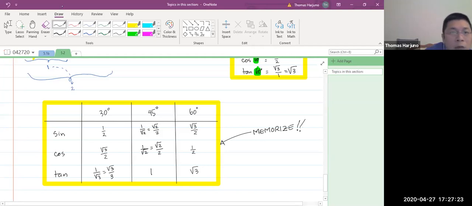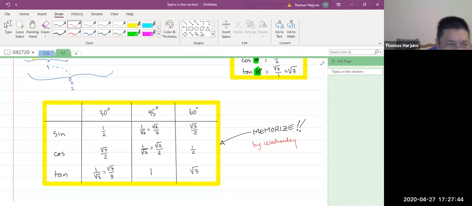Okay, in fact, I want to say memorize by Wednesday. What you can do to help you to memorize, try to copy this table here maybe 3 or 4 times in your flashcard, or you know what, even a regular paper is okay. And then you cut it and then stick it next to your bed, and stick one in your restroom maybe.